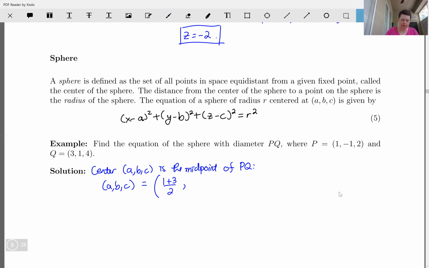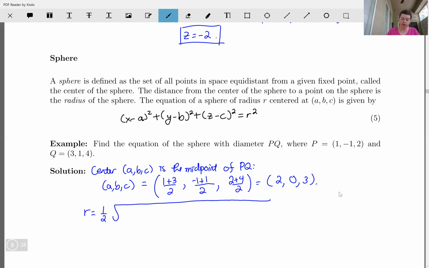So we just take the average of each coordinate. 1 plus 3 divided by 2 is the x coordinate. 1 plus -1 divided by 2 is the other coordinate. And the final coordinate is 2 plus 4 divided by 2. So we get that it's centered at 2, 0, 3. The radius is half the length of the diameter, so it's half the distance from P to Q. So we use the distance formula that we talked about just a few moments ago. So we get what you see me writing here.